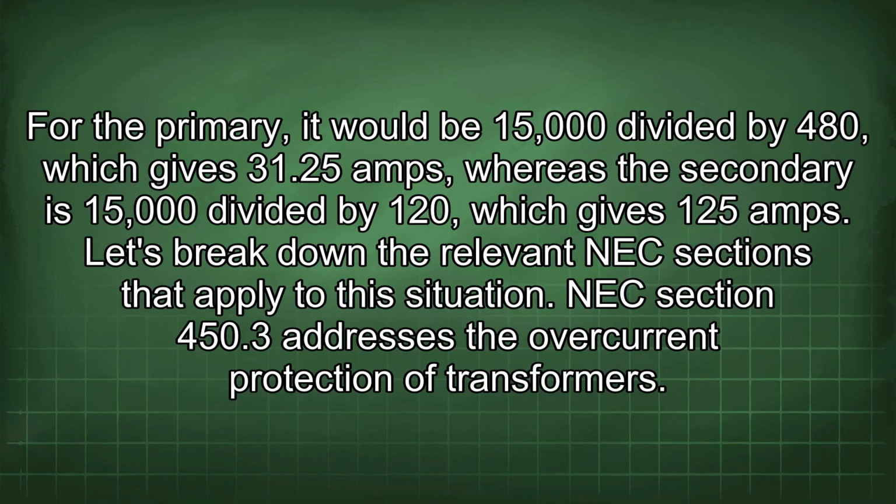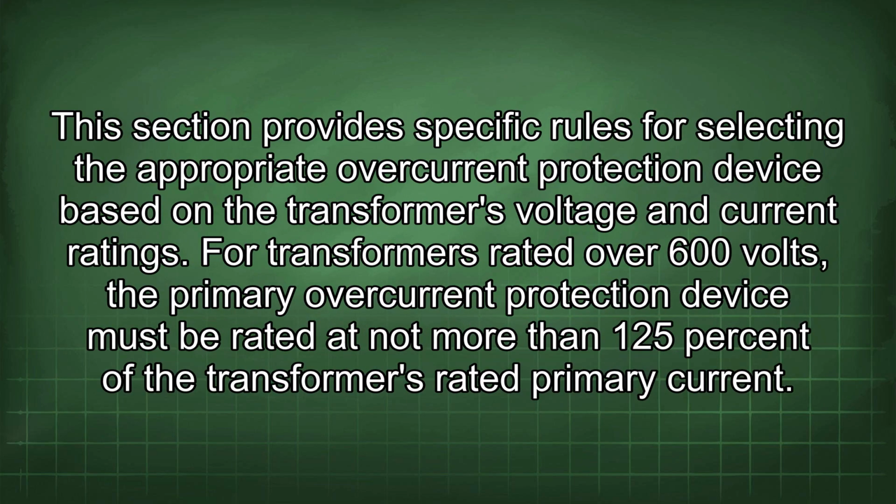Let's break down the relevant NEC sections that apply to this situation. NEC section 450.3 addresses the overcurrent protection of transformers. This section provides specific rules for selecting the appropriate overcurrent protection device based on the transformer's voltage and current ratings. For transformers rated over 600 volts, the primary overcurrent protection device must be rated at not more than 125% of the transformer's rated primary current.